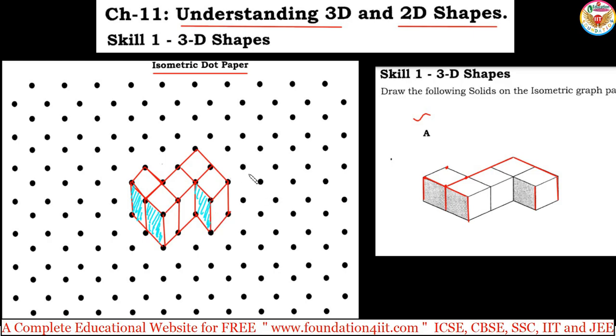So take the isometric dot sheet, dot paper. You can practice all the 3D shapes, around 15 to 20 different shapes I'm giving in the worksheet. You can practice all of those on this isometric dot paper. That will improve the proper skill in drawing these 3D shapes.